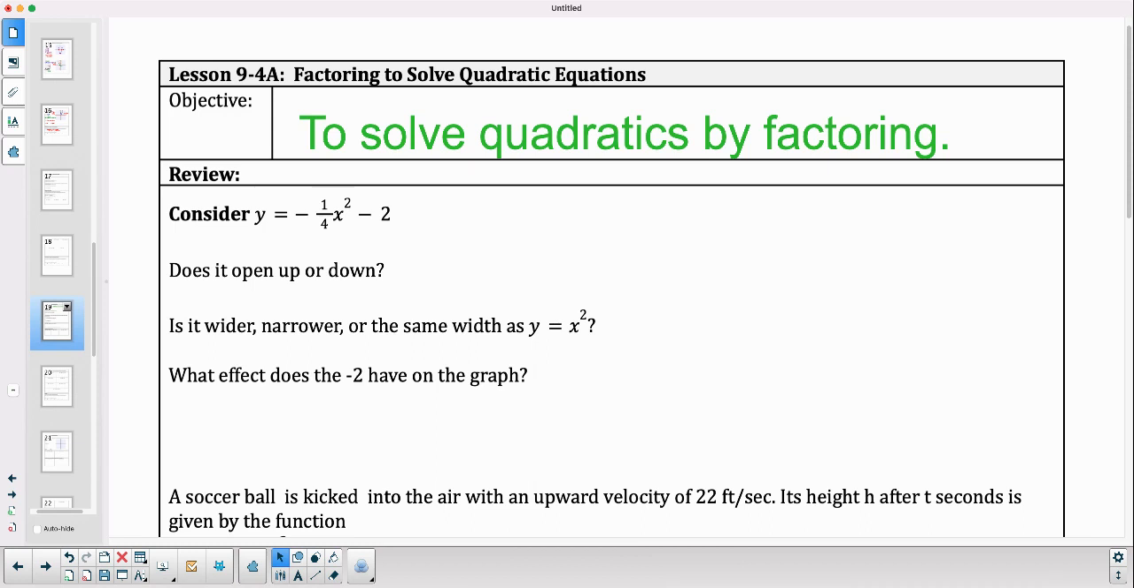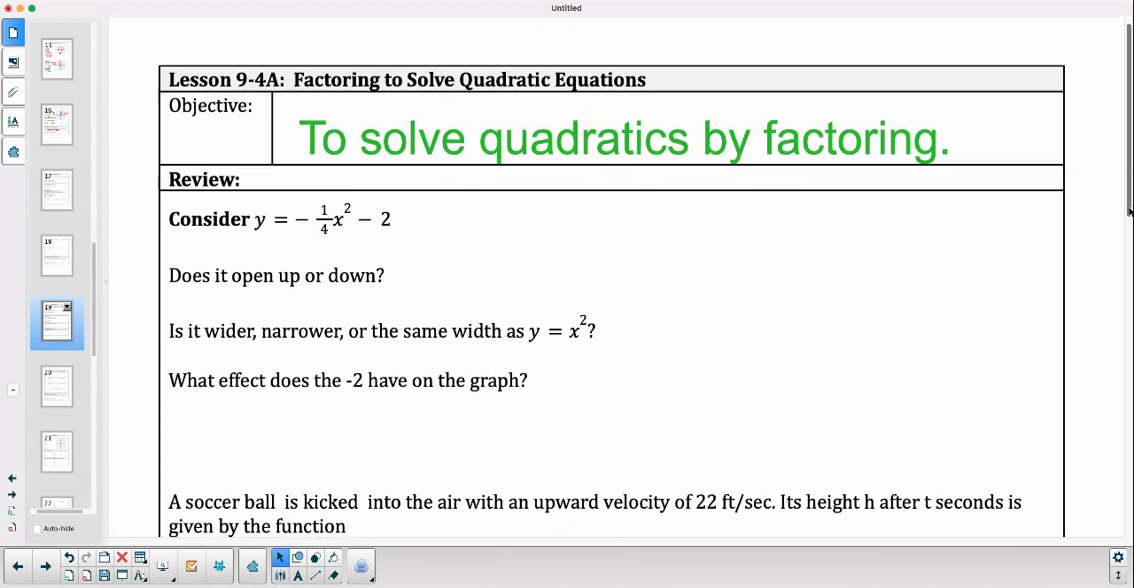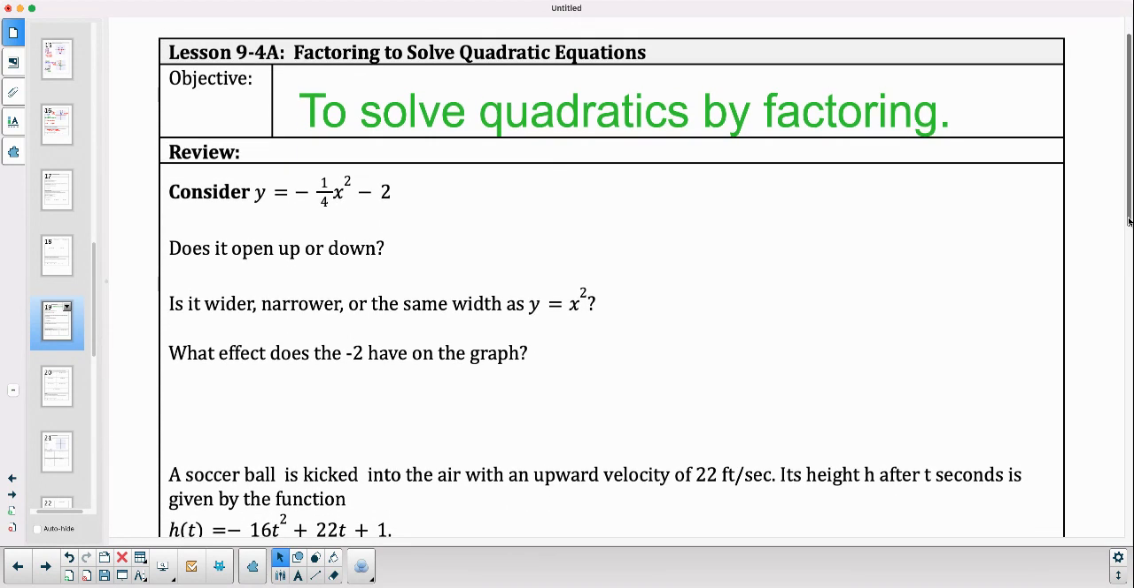We're going to look at factoring to solve quadratics. So now we've gone through a few methods with square roots and graphing. Now we're going to go back and look at factoring again, which is what we did last chapter. Hopefully we can remember some of those things and do a good job with it. It starts with some review again.